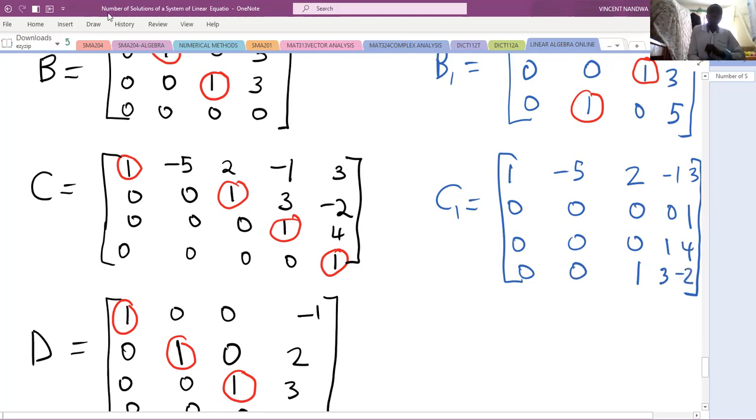This is also not in row echelon form because these are the leading ones. If you compare the leading one on the second row and the third row, the leading one on the second row is to the right of the leading one of the third row. That shouldn't be the case. The leading one of the upper row must be to the left of the leading one of the lower row, similar to the third and fourth rows.